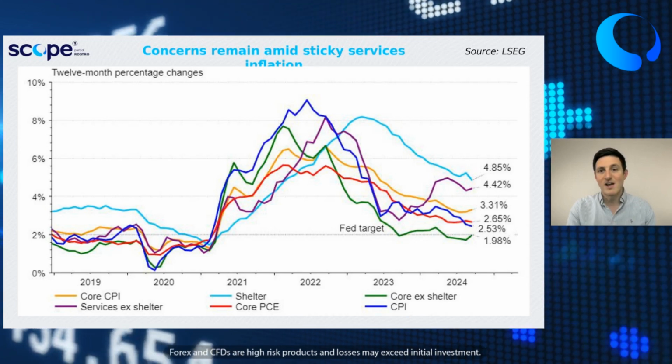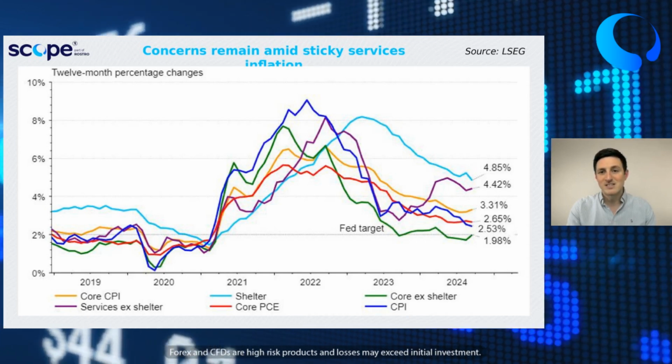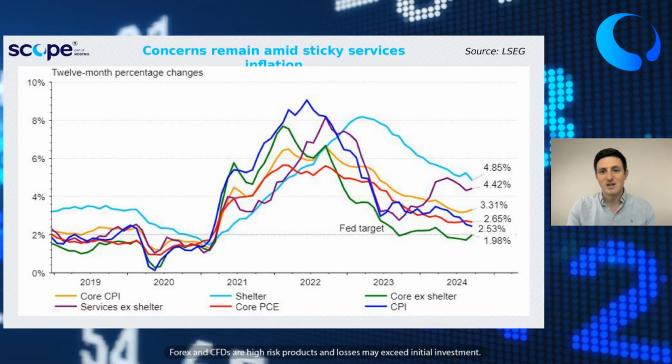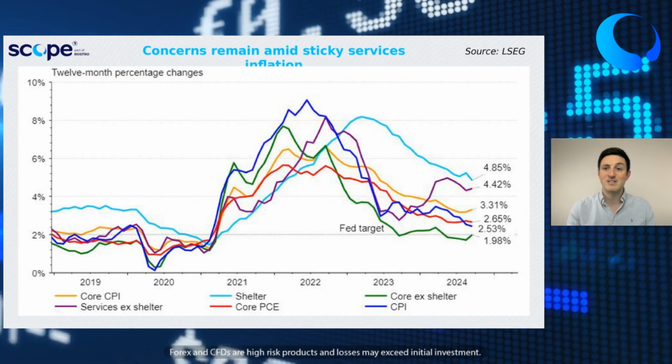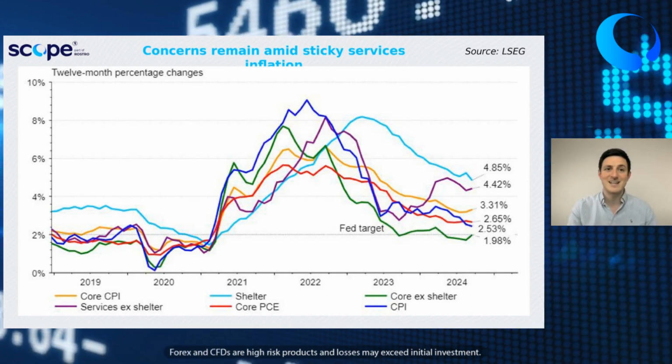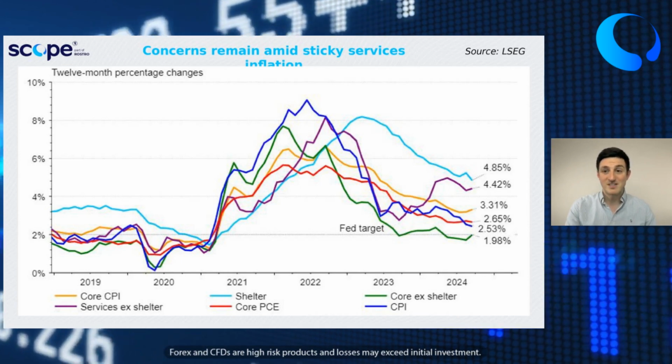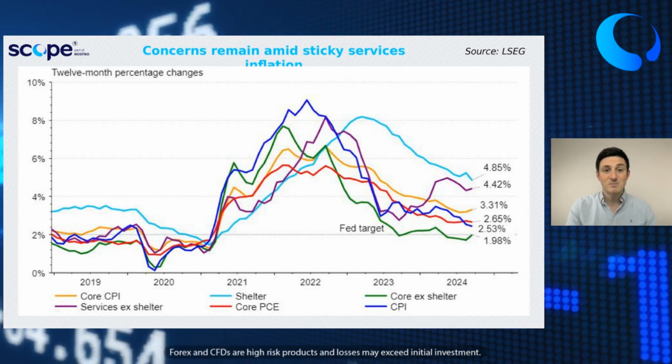But core CPI up to 3.3. That services excluding shelter moving towards the upside. The core excluding shelter moving towards the upside. So we have seen an increase in terms of some of these underlying sticky metrics led by the services sector in particular. That's going to be a warning sign.